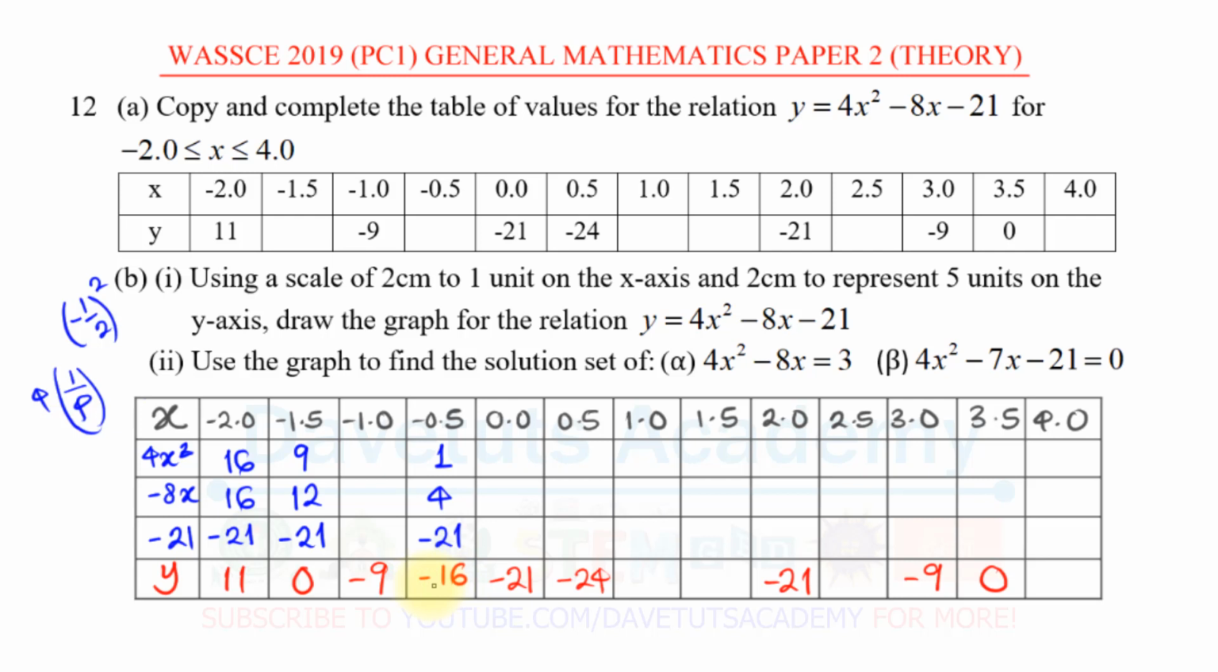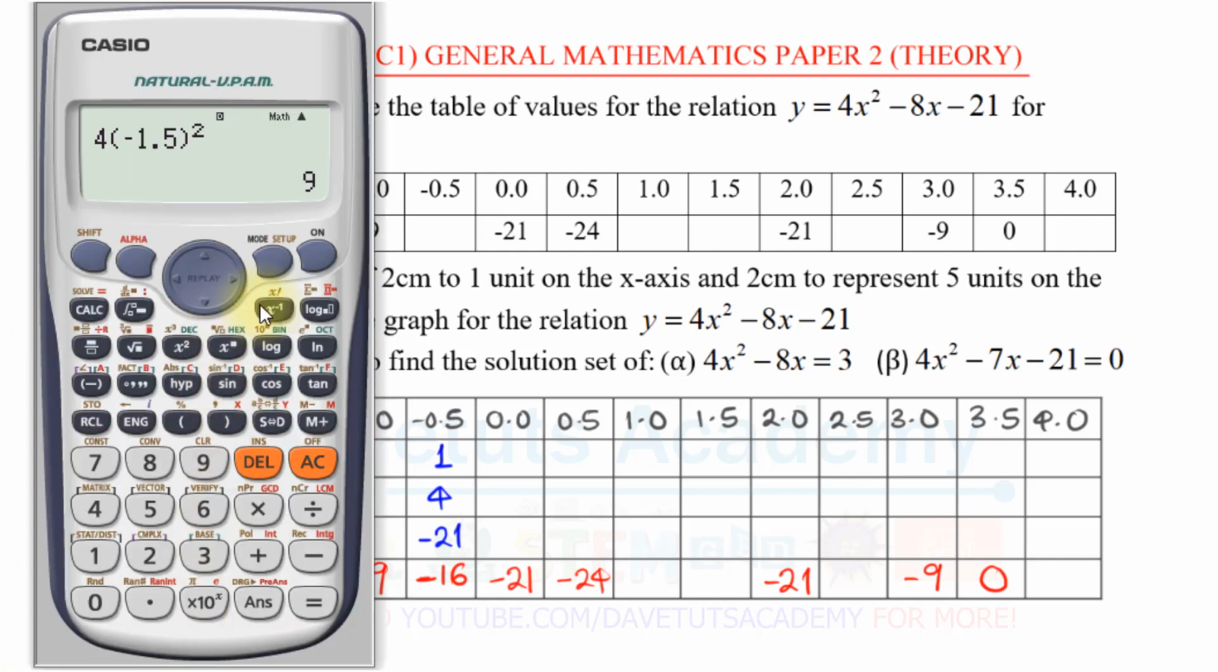Okay, that will be minus 16. That is the way to go about doing all of those. Alternatively, if you want to make use of the calculator, you can just make a single point entry. I just want to do this so that you can move on with it.